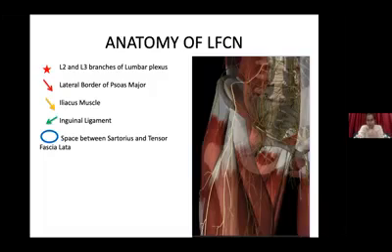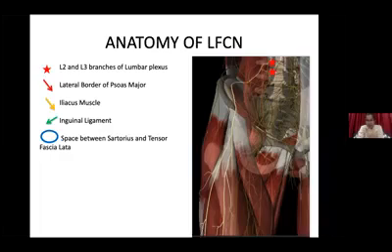So I want to explain the anatomy of the LFCN. Anatomy is important here because it is a very small nerve. The cross-sectional area is less than 1 mm square. So we need to understand the anatomy, where it starts. It starts from the L2 and L3 sensory nerve roots.